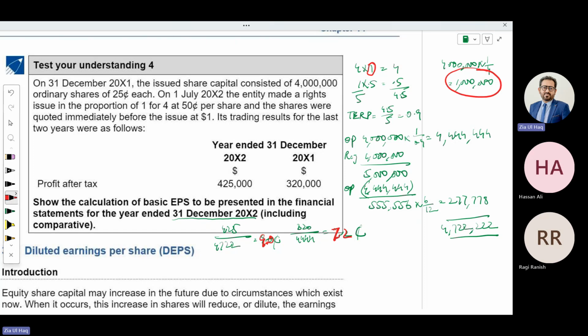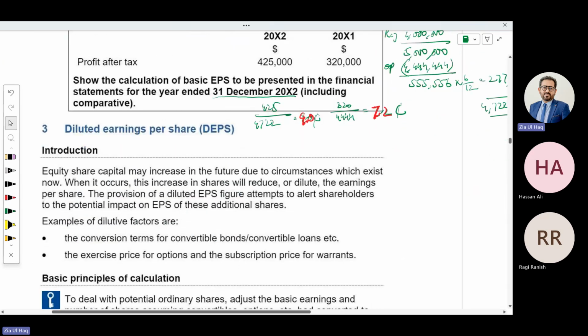Okay, let's move forward. Basic EPS is done with the new shares issued during the year, with the bonus issued during the year, with the bonus as well as cash issued during the year, with rights issued during the year. Now we are moving towards diluted EPS.